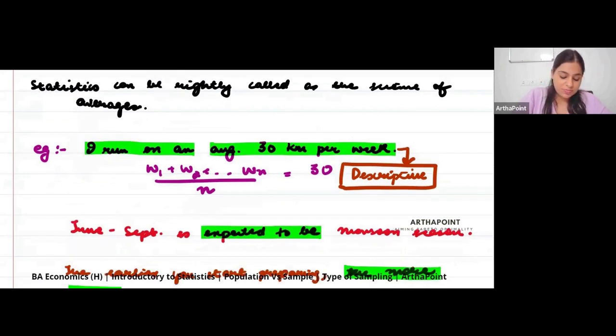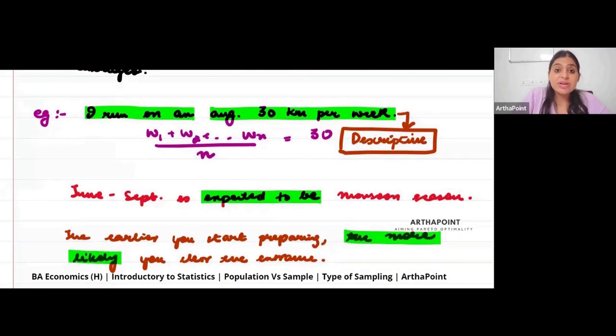What is the next sentence? June to September is expected to be monsoon season. In the past, it was monsoon, but now I'm inferring, I am giving a prediction that it is expected that it will be monsoon. So this is inferential.